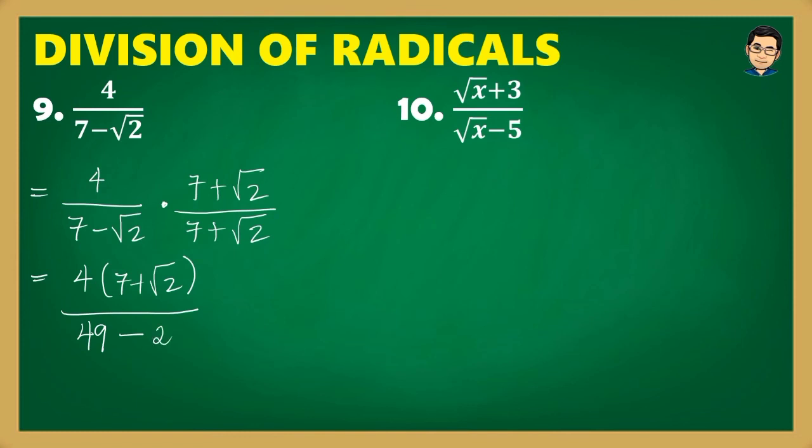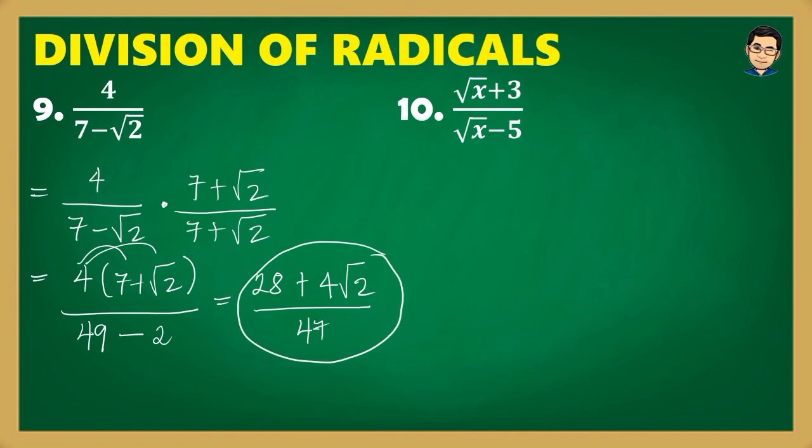Next, 4 times 7, that is 28, plus 4 times square root of 2, that is 4 square root of 2, all over, the difference of 49 and 2 is 47. So, our final answer will be 28 plus 4 square root of 2 all over 47.